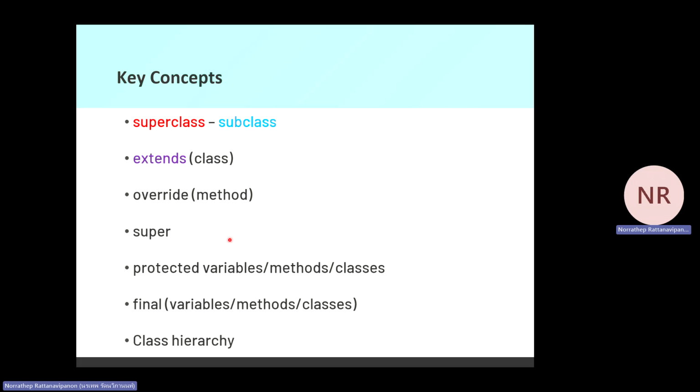And finally, we learned about the protected modifier, protected visibility, for variables, for methods, for classes. We also learned the final keyword, that can be applied to variables, methods, and classes. And lastly, we see that classes can be viewed as a hierarchy, where you can have a superclass of the superclass, a subclass of the subclass, and so on and so forth, as many levels as you want. That is it today.